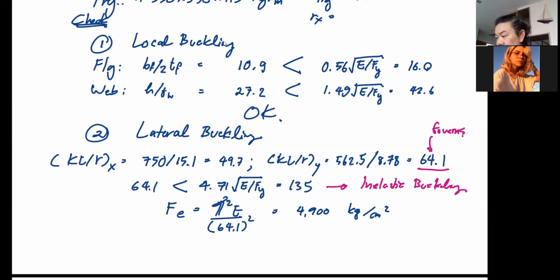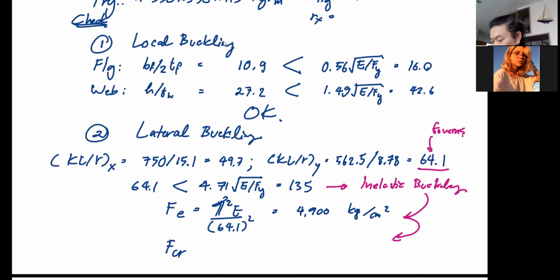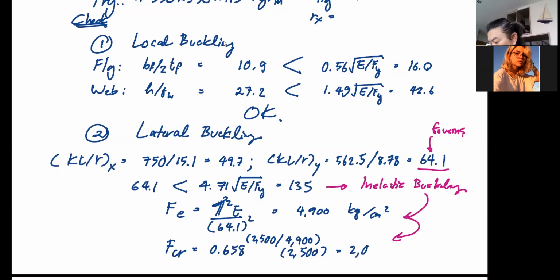Now, because we know the inelastic buckling behavior now, that's what's going to happen. So we are going to use this and plug it into our F critical equation. It is 0.658 with the power of Fy over this Fe, and then the whole thing multiplied by Fy. Okay, and this gives you 2020 kilogram per square centimeter.